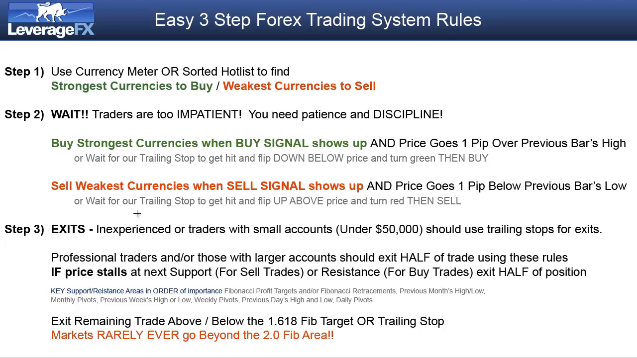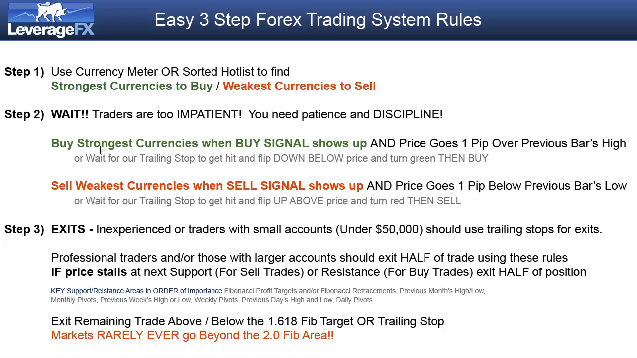If you really believe in the trade or it's had a deep enough pullback, you probably want to buy it or sell it when it goes 1 pip above or below the bar's high or low. If the market hasn't pulled back that much, you might want to wait for the trailing stop to get hit. So sometimes I do wait for trailing stops to get triggered before I get in.